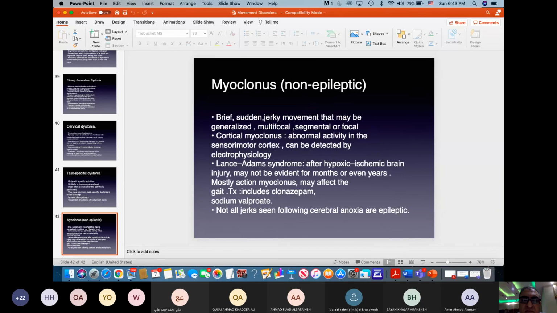Myoclonus, another movement problem. It can be seizure. You know, with myoclonus, there's primary generalized epilepsy with myoclonus, but it can be non-epileptic. We see it with organ failure, acute renal failure, acute hepatic failure. They will have these jerks, we call myoclonus. We see them sometimes with narcotics, high-dose narcotics, like morphine and others.